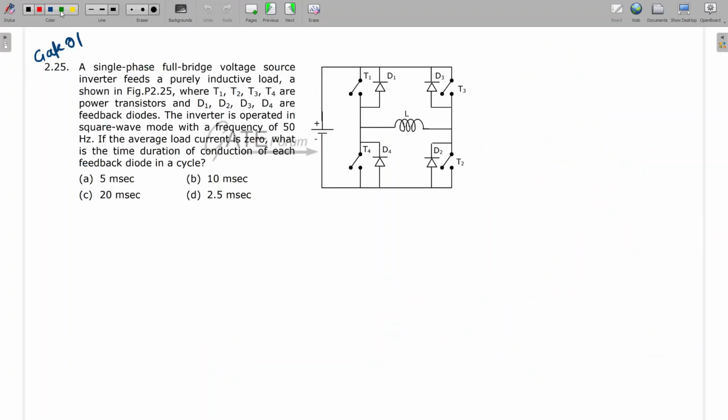This is GATE 2001. They are asking for the conduction time of each feedback diode in a cycle. So I'm going to first draw the waveform.